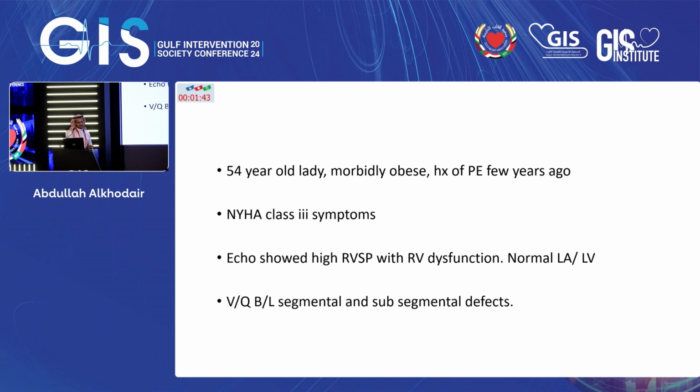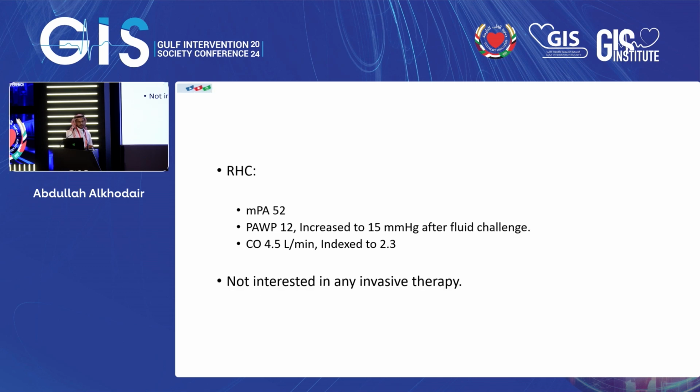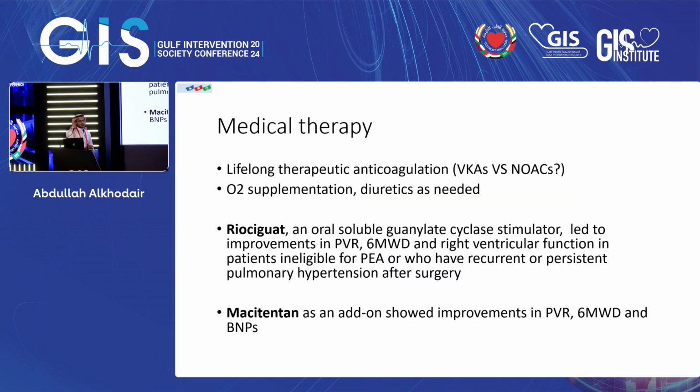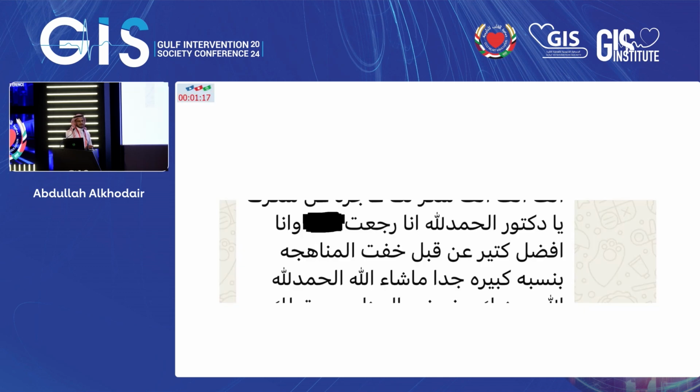Another example here is a 54-year-old lady with morbid obesity, PE a few years ago. She had the same diagnosis. She declined invasive therapy, so we only had medical therapy to stick with. Those are the medical therapy pathways for PAH. The one approved for CTEPH is riociguat, which works in the nitric oxide pathway and has been shown to improve outcomes in patients with inoperable CTEPH. And again, a very pleasing message to receive that she felt much, much better after starting the medical therapy.